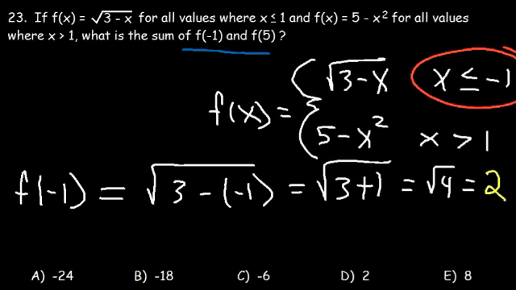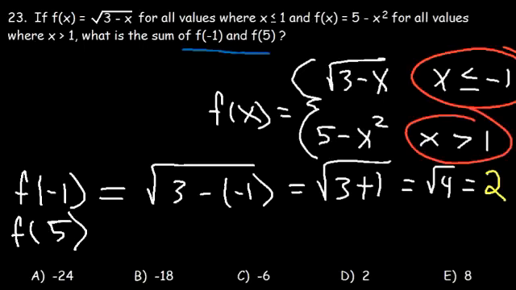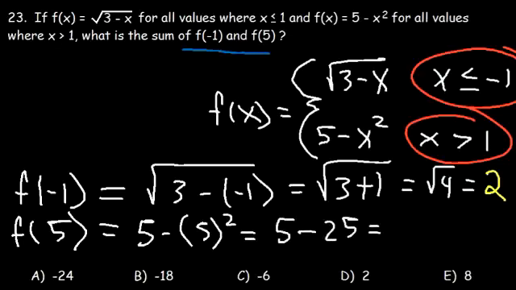So now, what about f of 5? Should we use the first equation or the second equation? 5 is greater than 1, so it's in the second equation. So it's going to be 5 minus 5 squared if we replace 5 for x. So 5 squared is 25, and 5 minus 25 therefore is negative 20.